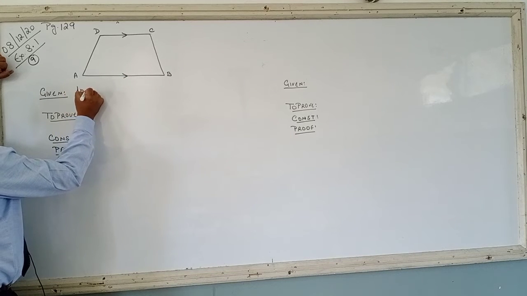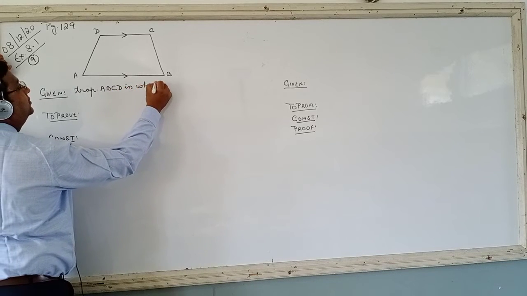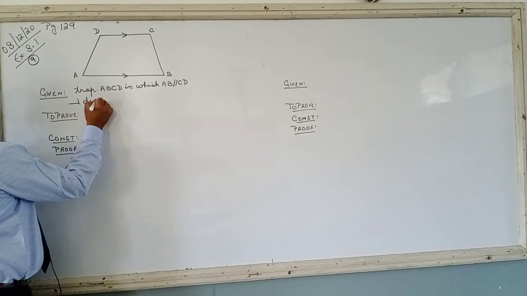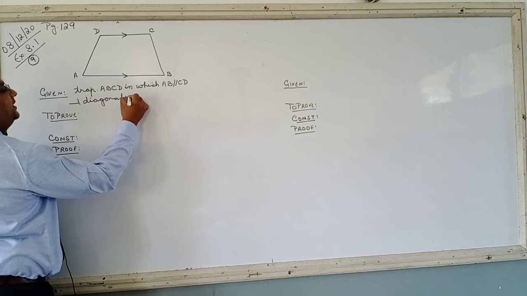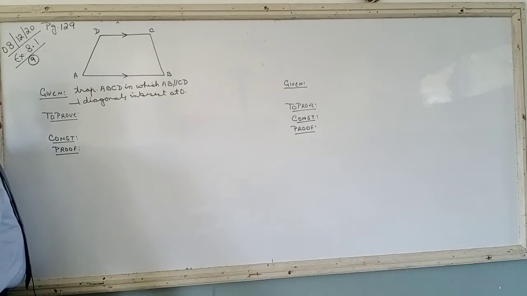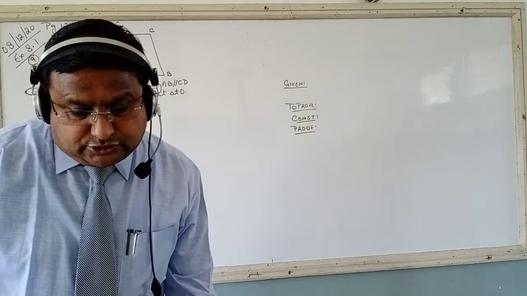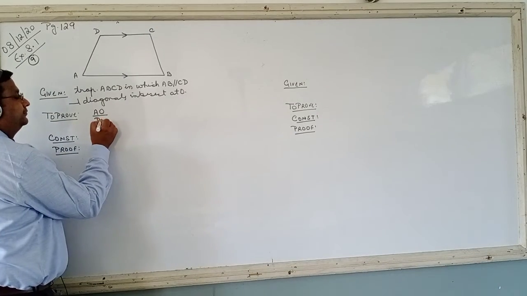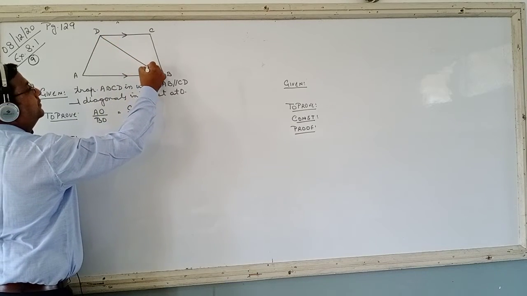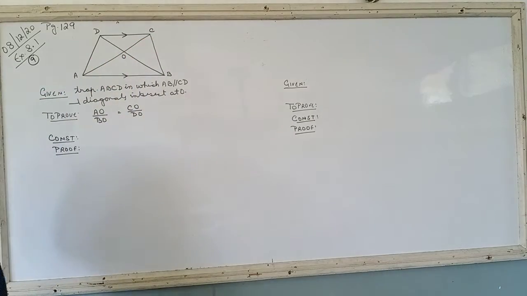What is given? Trapezium ABCD in which AB is parallel to CD and diagonals intersect at O. What we have to prove? We have to prove that AO upon BO is equal to CO upon DO. Right? This is diagonal 1, this is diagonal 2, and both of them are intersecting at O.